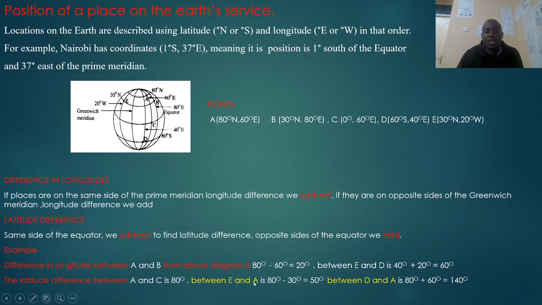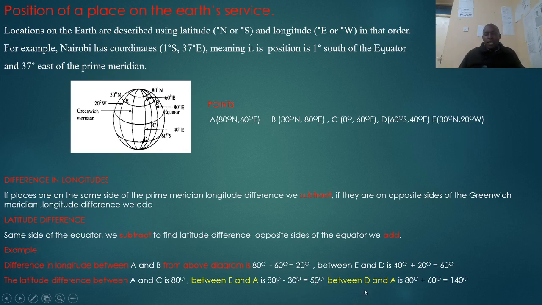Now between E and A, we have E and A. For the latitude difference, remember this is 80 degrees north and this is 30 degrees north. Because they are on the same side of the equator, we subtract. So it will be 80 degrees north minus 30 degrees north, which gives you 50 degrees.